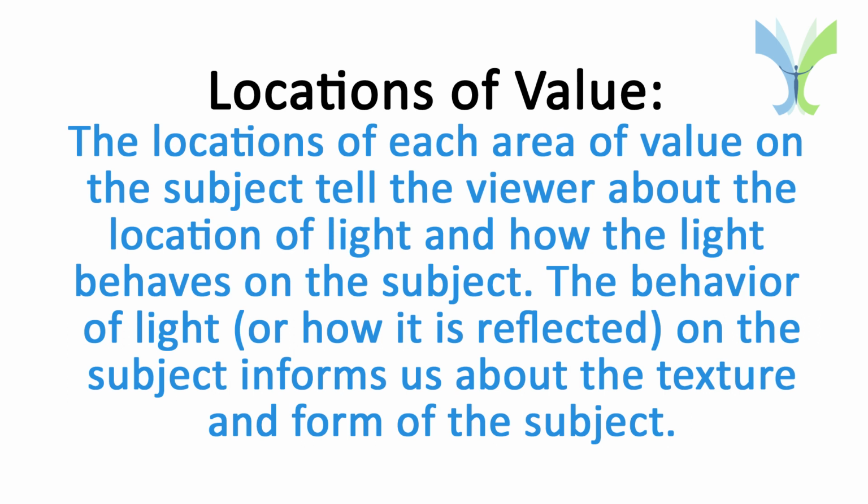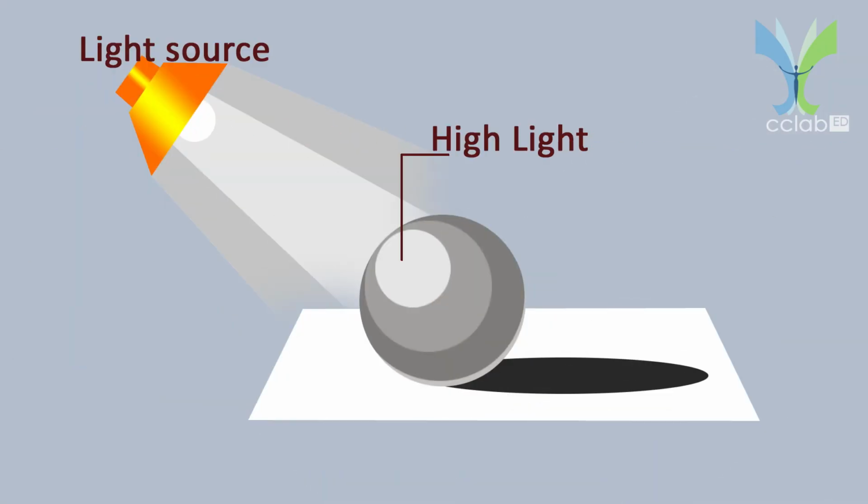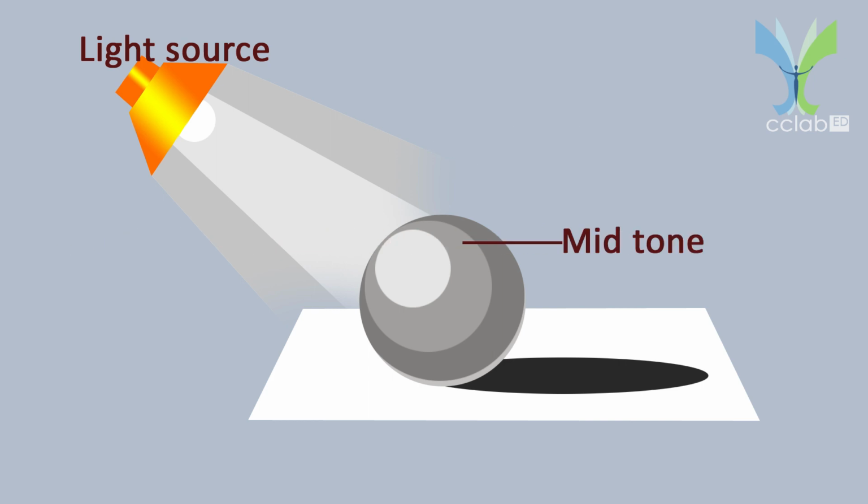Highlight. The highlight is the location on the subject where the reflection of light is most intense. Highlights are typically indicated by a very light value of the color, or in some cases white. Midtone. Midtones are areas on the subject where some light is hitting, but in a manner that is less intense than the highlight. In many cases, the midtone is the actual color or value of the subject.